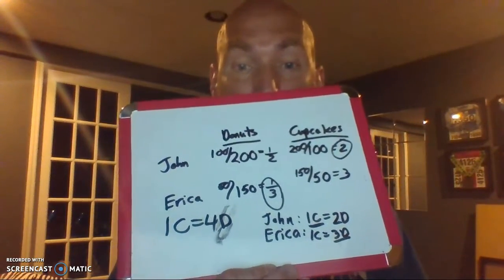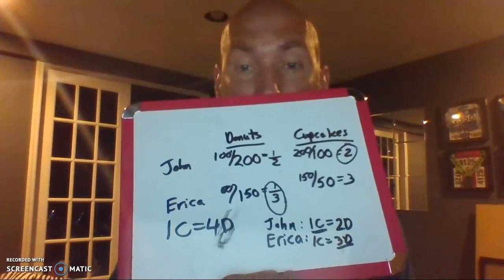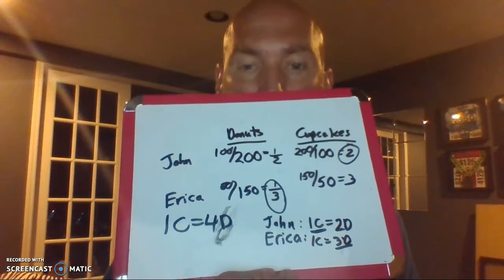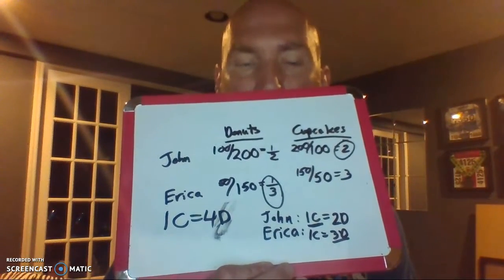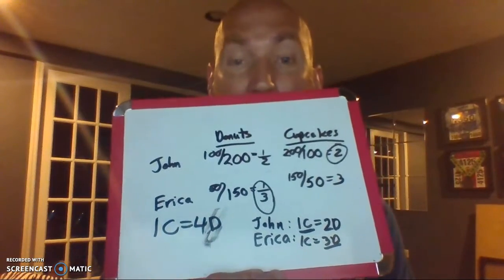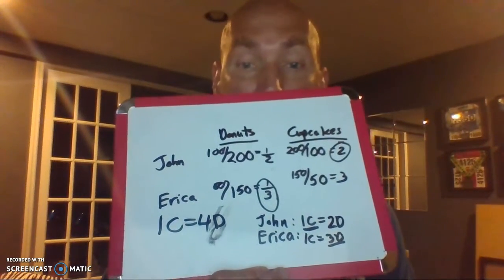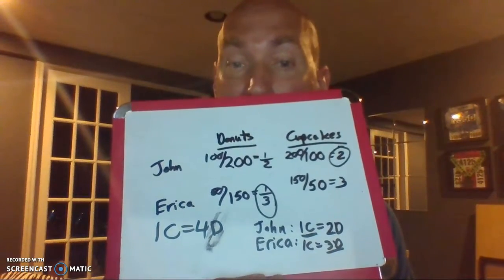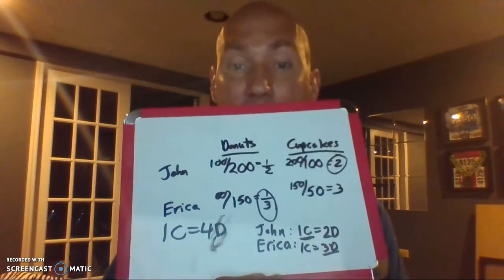Erica, on the other hand, who makes donuts, if she wants to make 3 donuts, she gives up 1 cupcake. And now she's being told, oh my gosh, you have to give up 4 donuts for a cupcake. It costs her more. See, because 4 is greater than 3. It costs her more donuts to get a cupcake, so this trade would not benefit Erica.